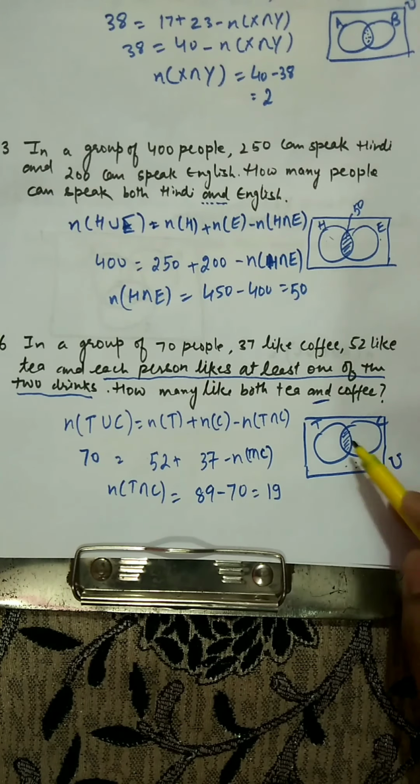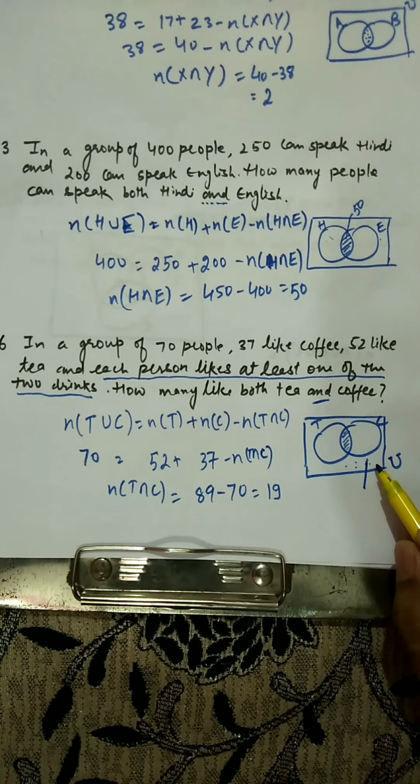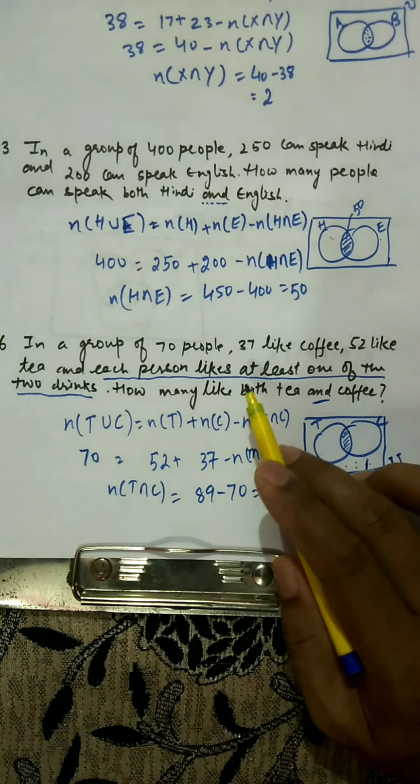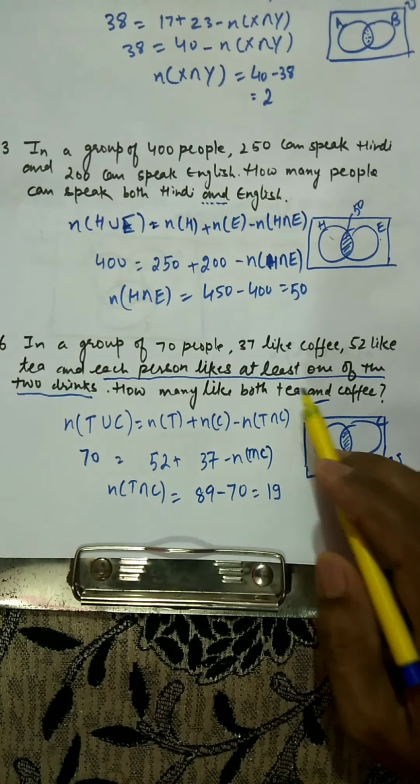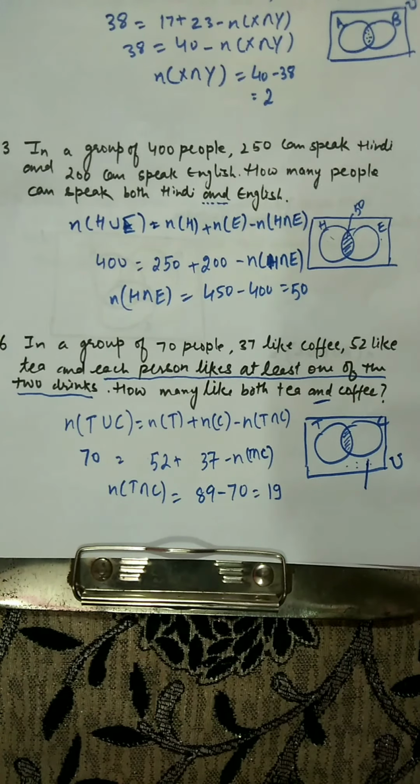It means everyone is liking either tea or coffee or both, but there is no one who likes neither tea nor coffee. This is the area where if somebody is here, it means the person is not liking tea and not liking coffee. So please keep in mind this very important line, at least one: everyone is liking at least tea or coffee.